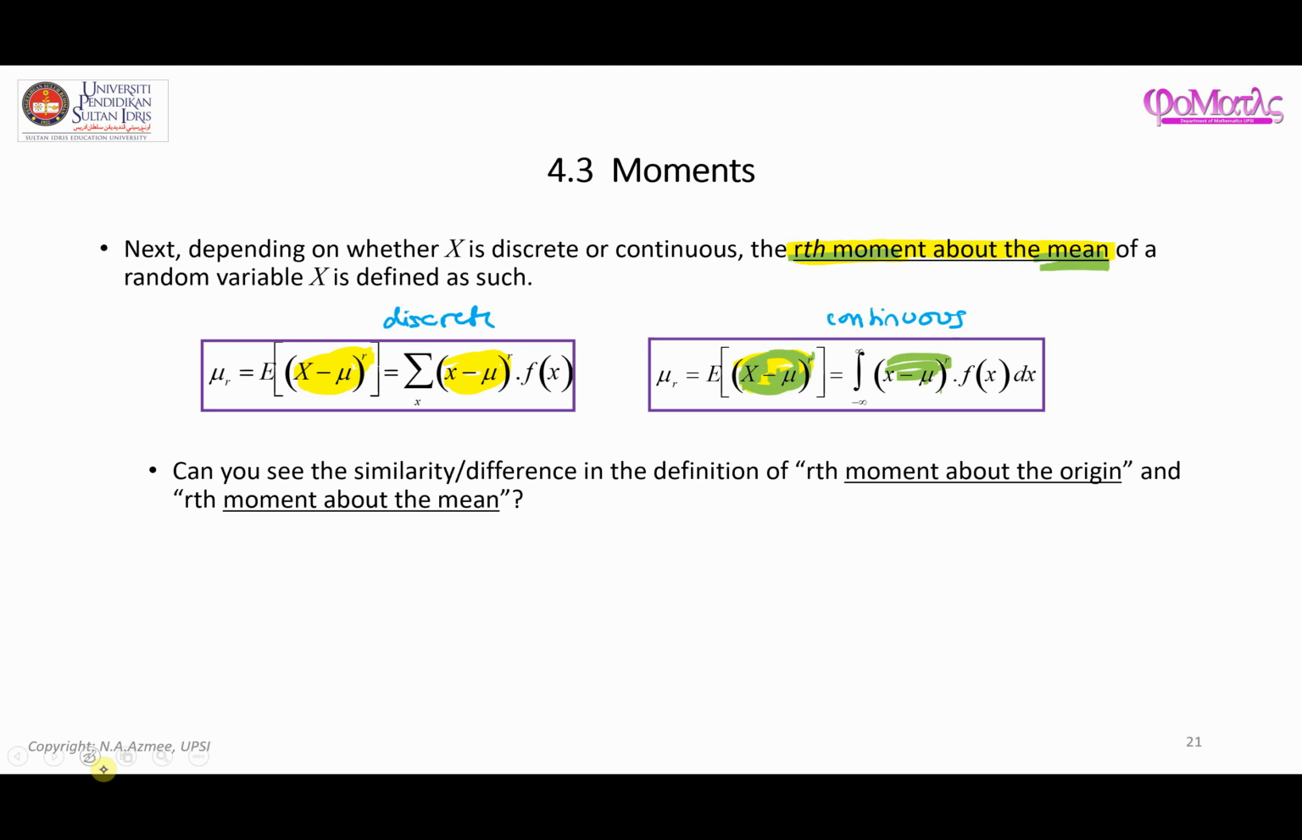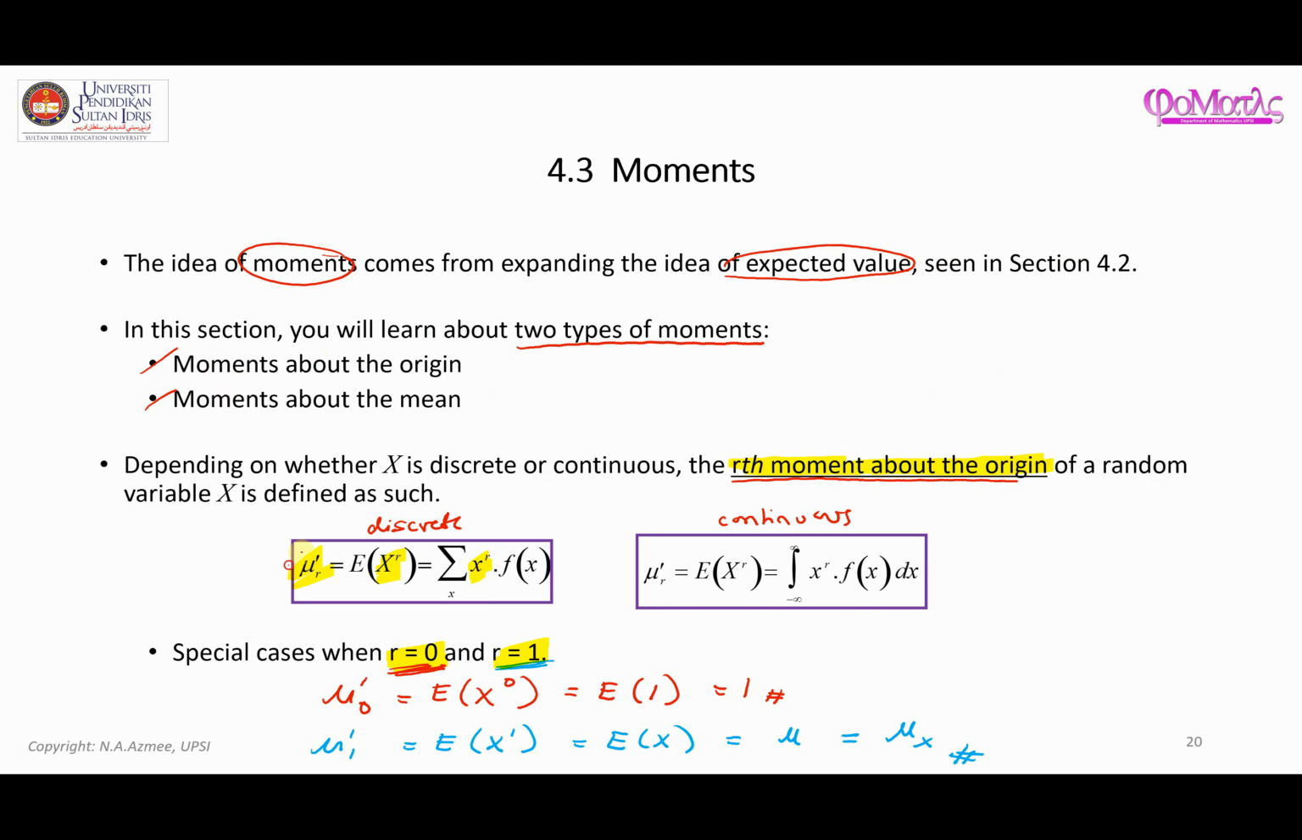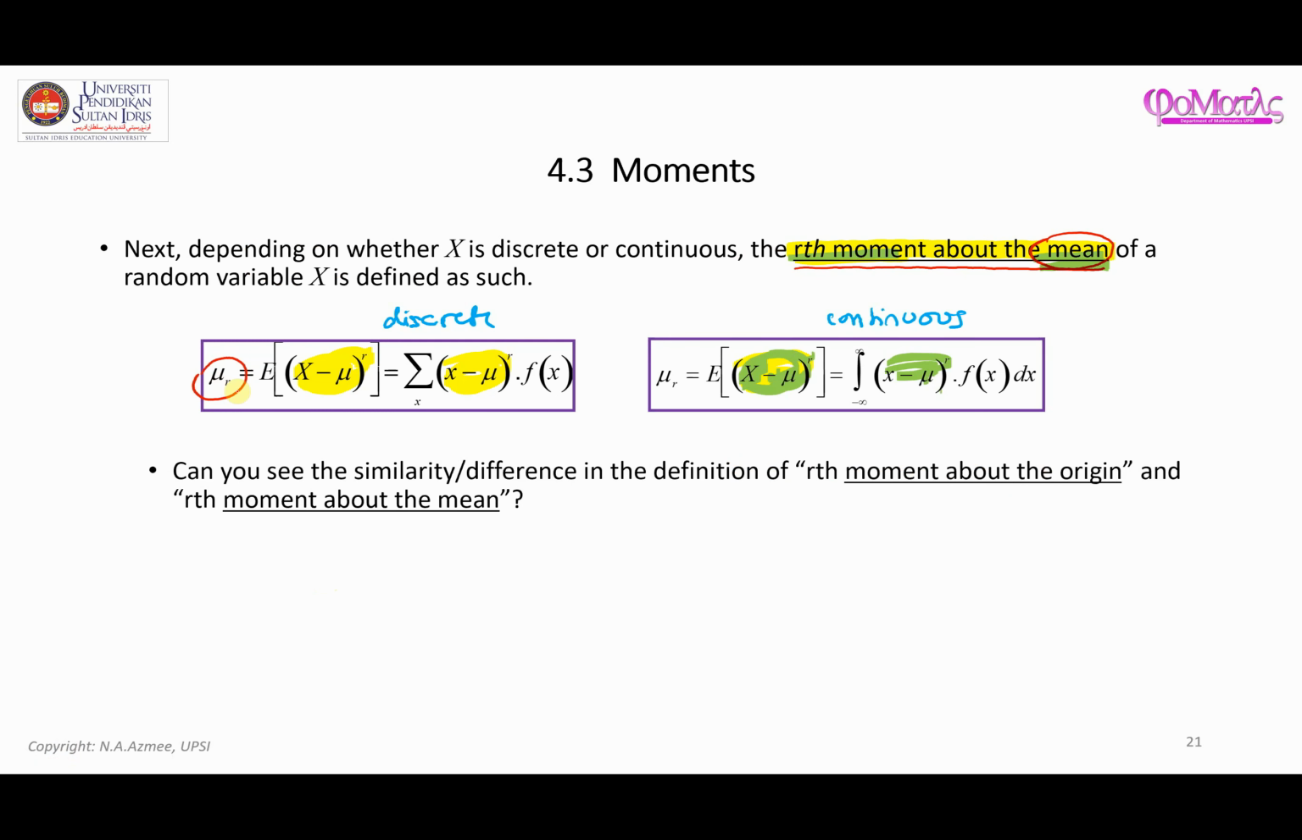And notice that when you talk about the rth moment about the mean, the symbol or notation used for this is just mu r. So there is no prime at the top part right here. So compare this formula or this mathematical symbol with what you see right here. So this one is for the rth moment about the origin. The difference is we have mu prime r, and this is the rth moment about the mean, where you have just mu r, and those symbols differentiate these two different concepts. Okay.